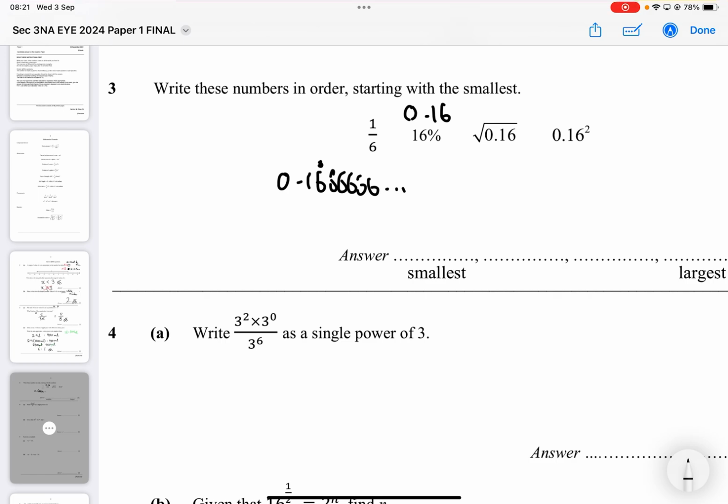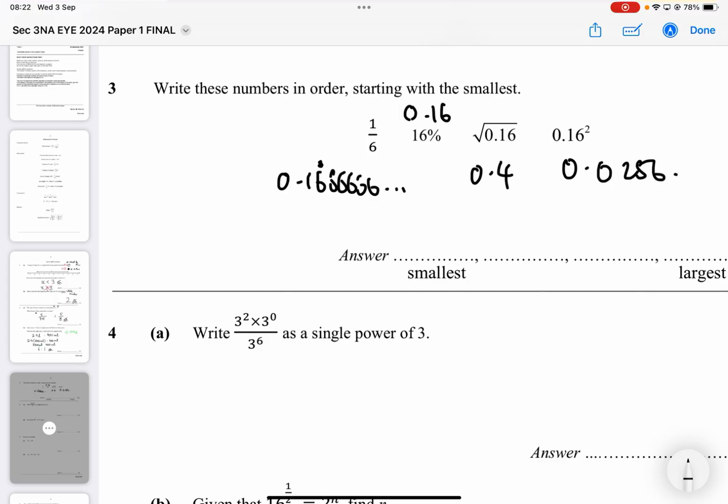Okay, then square root of 0.16 is 0.4. As I'm writing down, okay, 0.4 sure bigger than 0.16 lah. Can? Then 0.16 squared is 0.0256. So it is the smallest because everyone else got 0 point something. This one doesn't have. This one is the smallest lah.